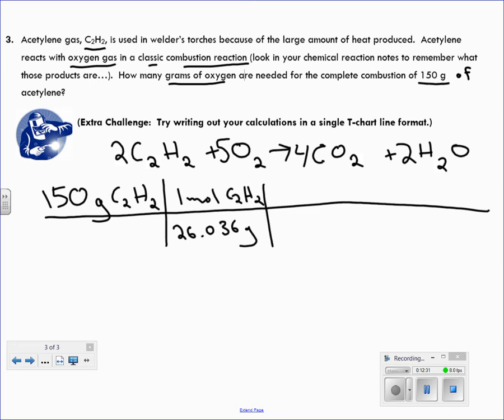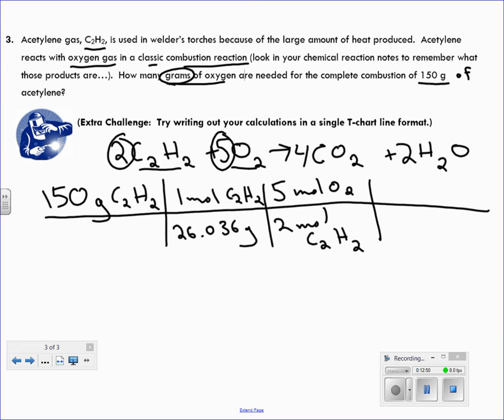Now I go to my balanced equation. So I'm starting here, and this time I want to go here. I know that for every, again, I'm looking at these numbers, for every 2 moles of C2H2, I get 5 moles of oxygen. And then lastly, the question is asking for grams of oxygen. So I'm going to do that final step of converting my moles of oxygen into grams. And once we're there, you know the drill, multiply it all out.